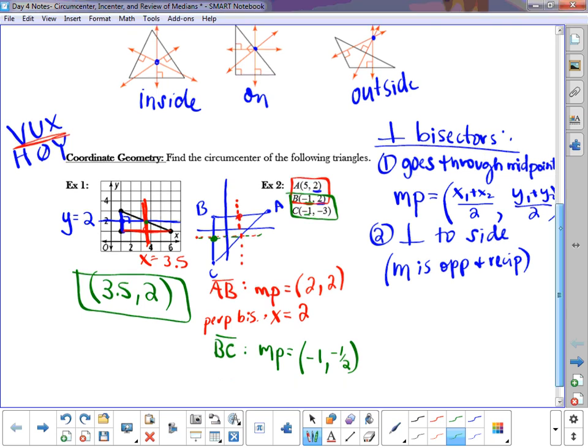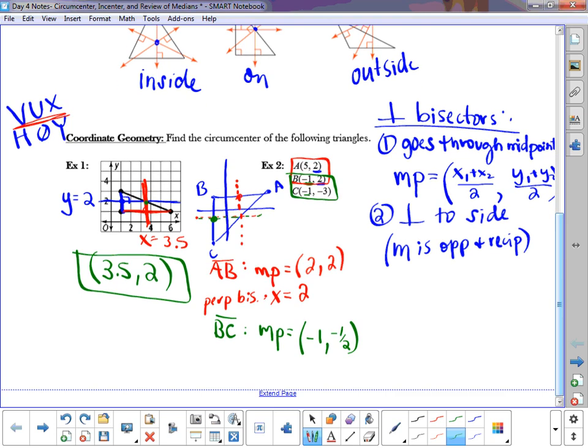Alright, so are we good with that midpoint? Okay. And then if I look here, again I see that my perpendicular bisector is now a horizontal line. What type of equation is that going to be? Y equals. And y equal to what? -1/2. Alright, so I see then that this line is y equal to -1/2. This is x equal to 2. So what must my circumcenter be? Okay, just those 2 values. My circumcenter is at the point 2, -1/2.